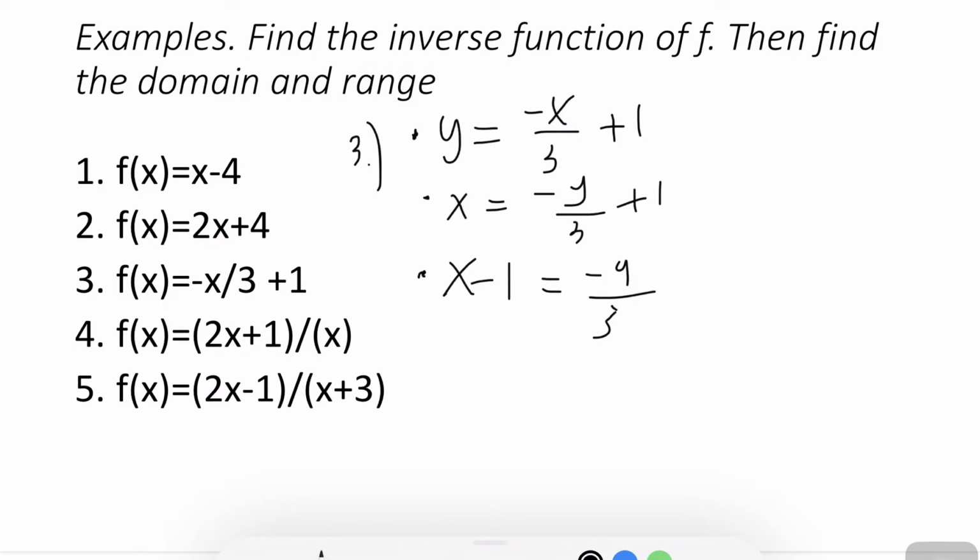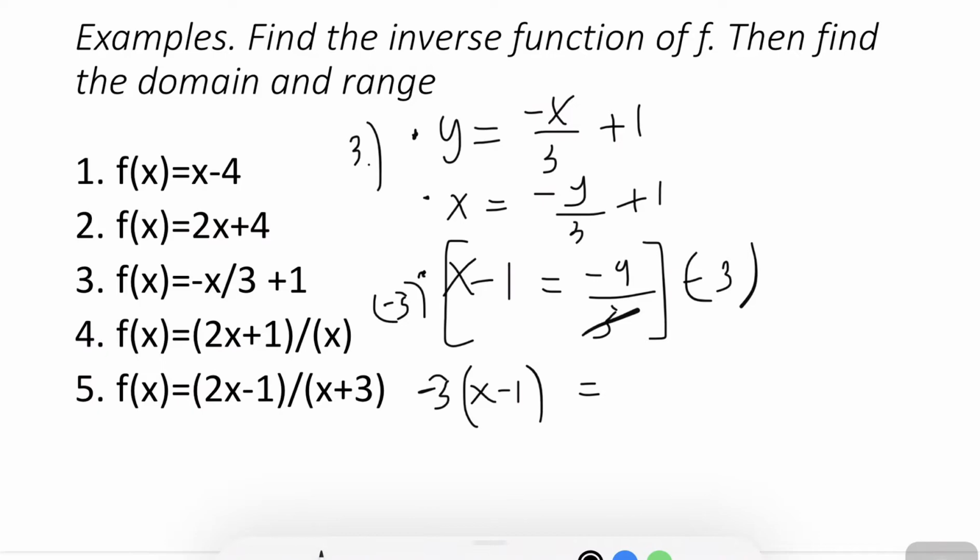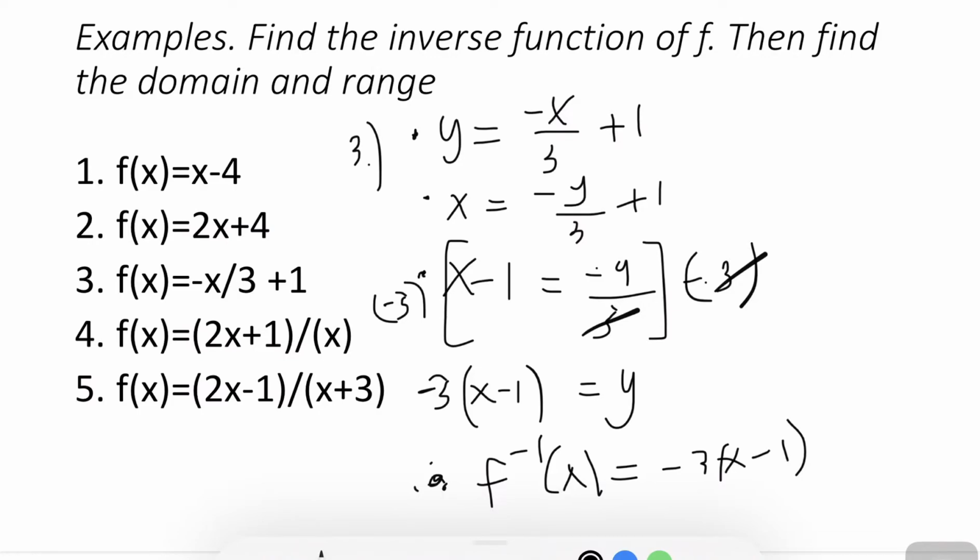Okay. Then, so that only y remains, we can multiply both sides by negative 3. So this will become negative 3 times x minus 1 is equal to y, since negative times negative is positive. So therefore, step 4, replace y by f inverse of x equals negative 3 times the quantity x minus 1.